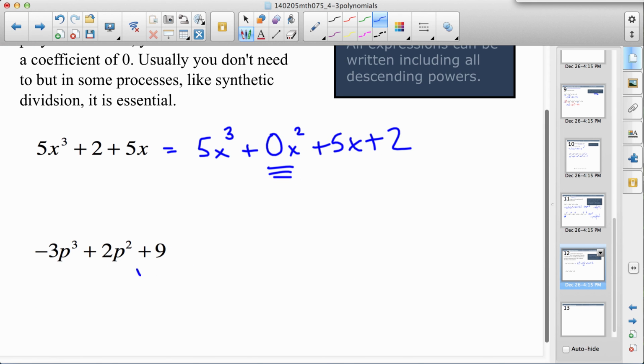Hopefully you notice that right there there's no p term. So you could write this as negative 3p cubed plus 2p squared plus 0p, that's the term that's missing, plus 9.